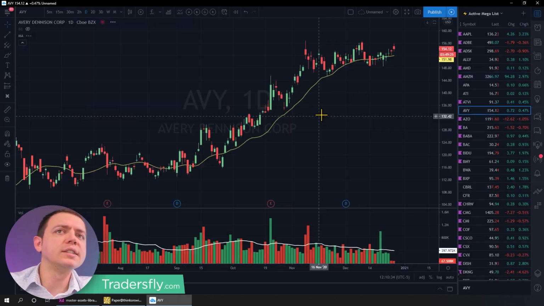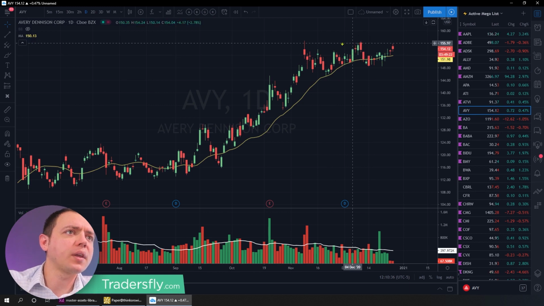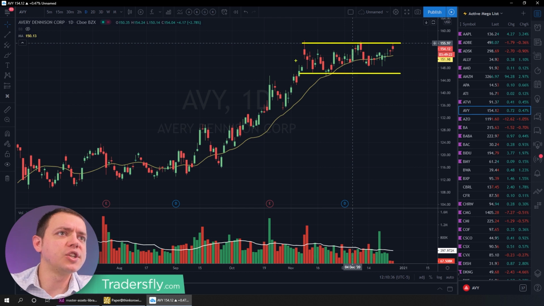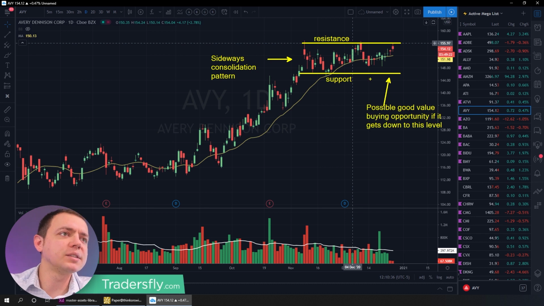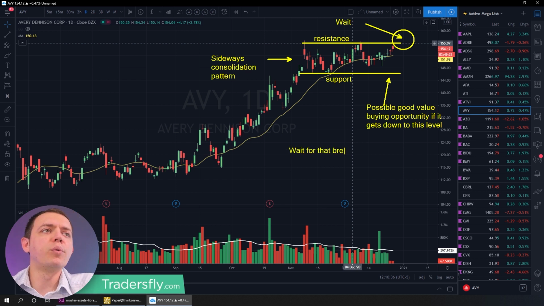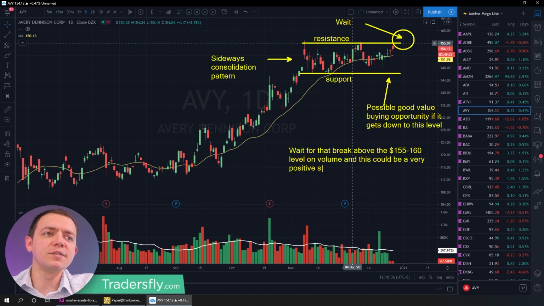The next one here is AVY, or Avery. This one here, it's right there. It's digesting. It's been digesting. Here's your sideways consolidation pattern. You're right at resistance. Here is your support. So if it comes back to this level, this could be a possible good value opportunity. But what you're waiting for is basically to wait for that break above the 155, 160 level on volume, and this could be a very positive sign there.